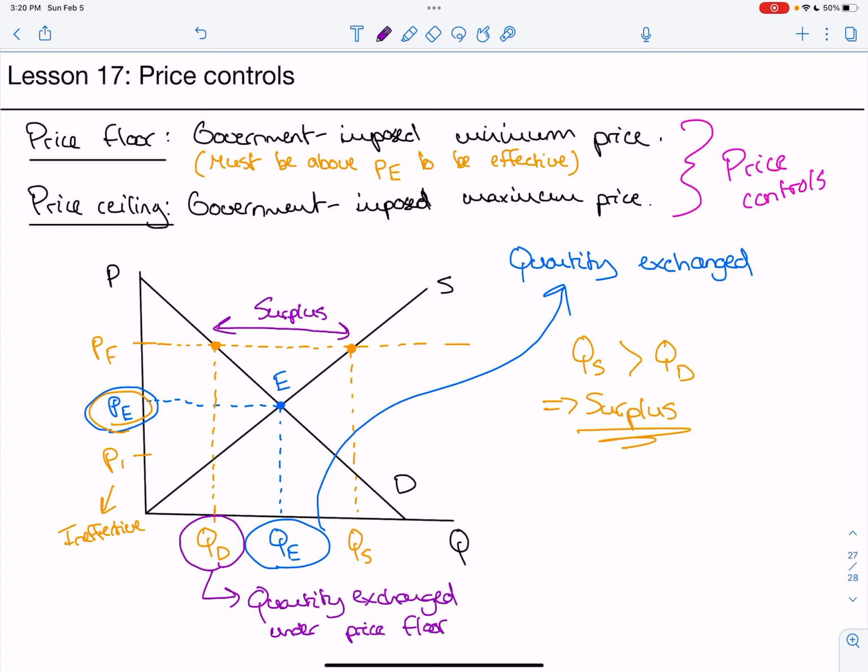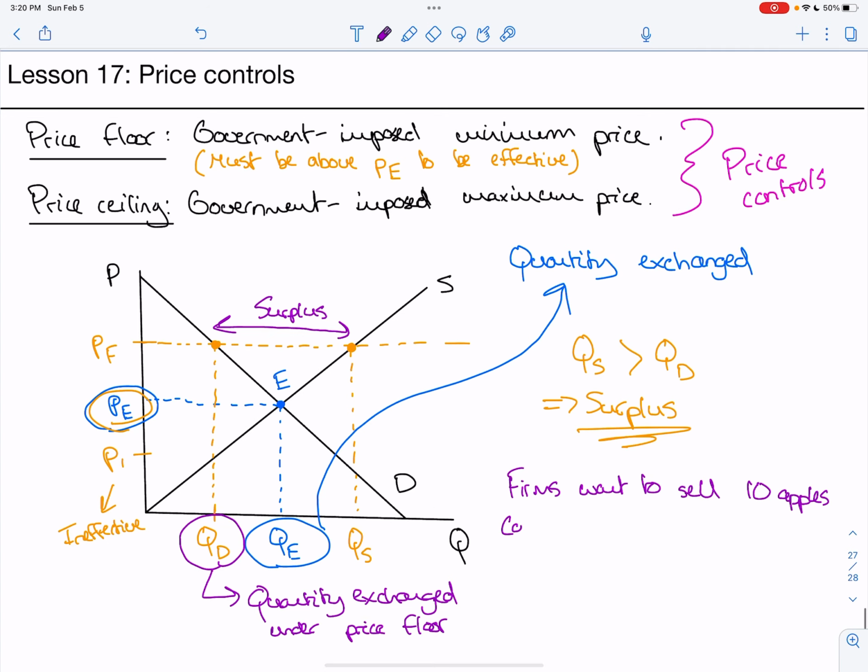Okay? Let's put numbers on this to make it super clear. Let's say firms want to sell 10 apples and consumers want to buy 5 apples.